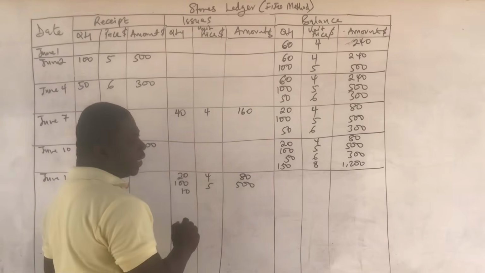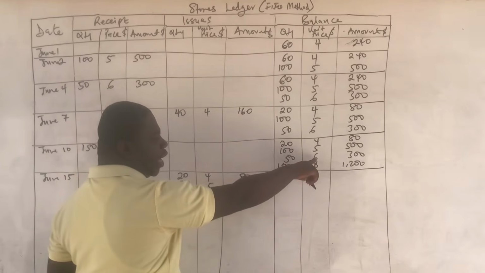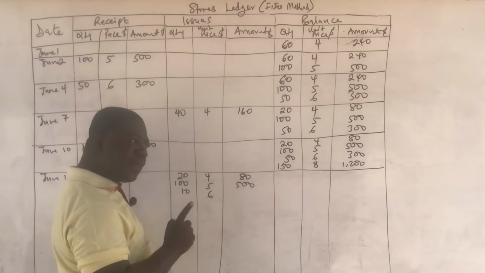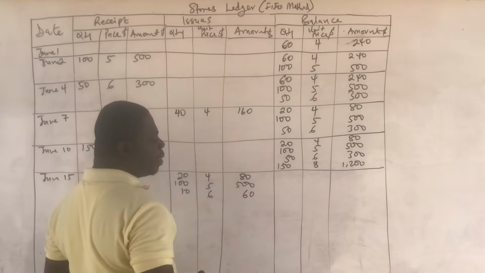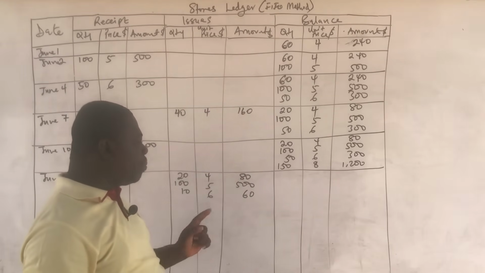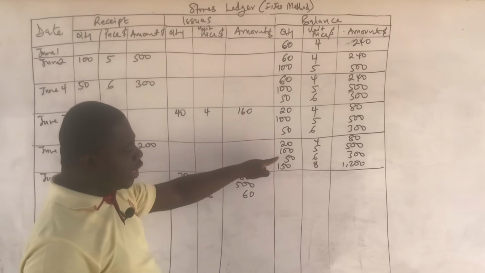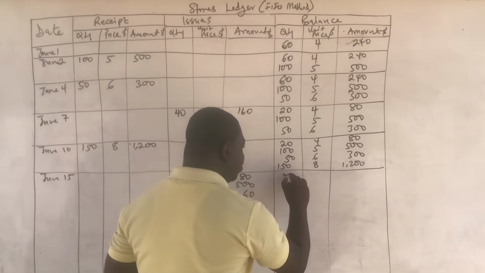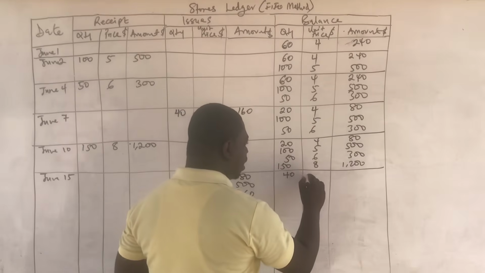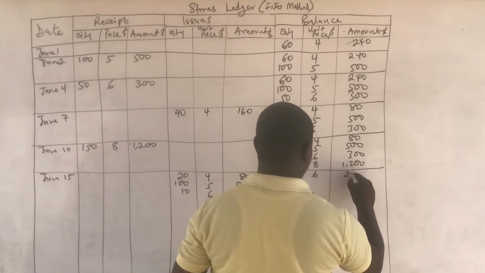So the last 10 will be taken out of the 50. So I'll put 10 at 6. The price is 6. Please pay attention and don't get confused. So that will give me 60. Then I come to the balance column. When I come to the balance column, you will see that 20 is gone. The 100 is gone. The 50, 10 is gone. We are left with 40. So I'll start from there and put my 40 at 6, and my 40 at 6 is going to give me 240.